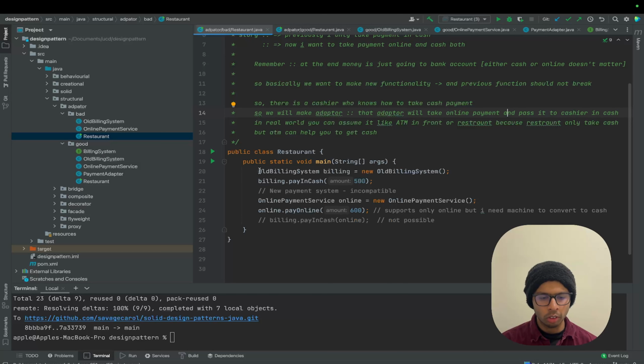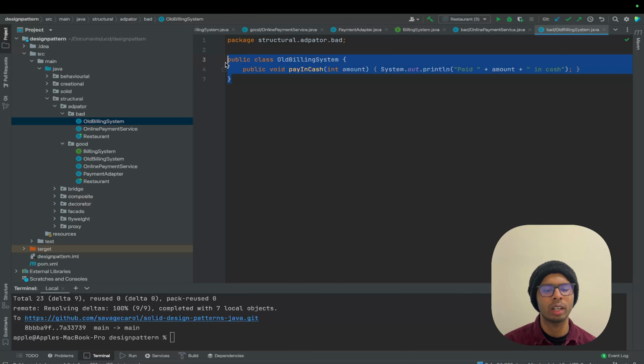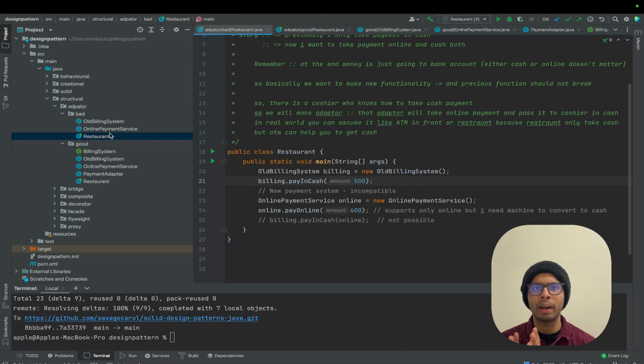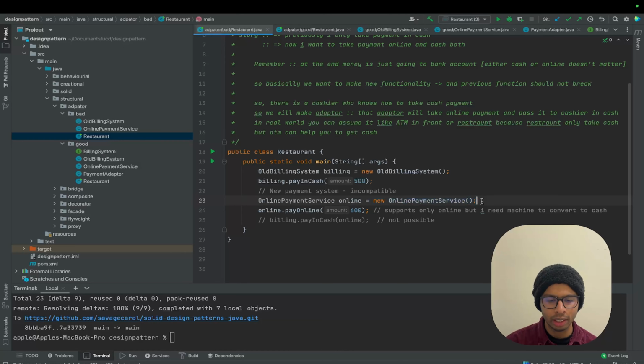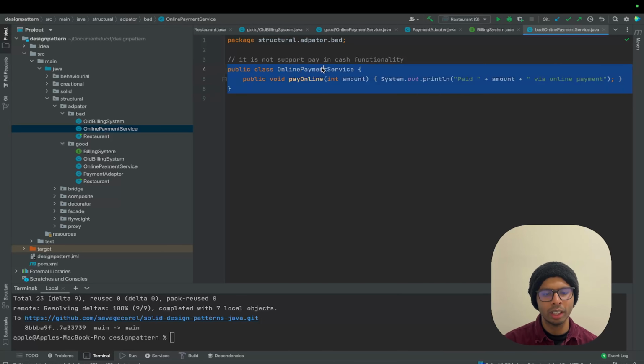Now, first of all, I have this old billing service and it is going to take the payment in cash. I'll take you to this old billing system. Here you will see that it has just one function, pay in cash. It takes the amount and pays in cash. So this is something that is compatible with our system. And now what is going to happen? We have made this online payment service that is going to take the payment online, pay online. So this is my pay online service. It is not going to support the functionality of cash.